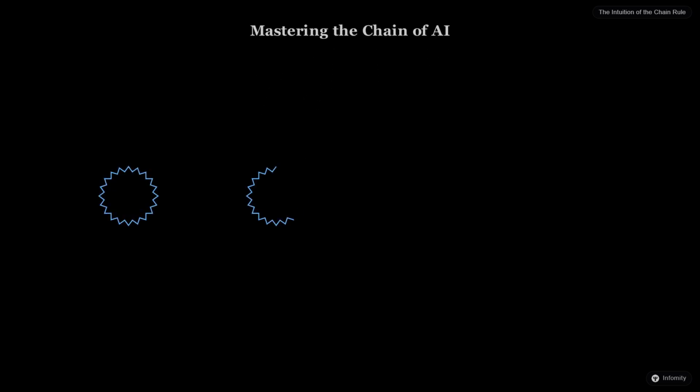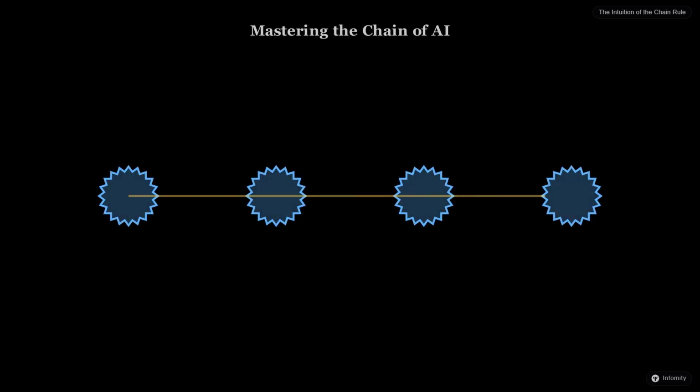Mastering the chain rule means you no longer see nested functions as a confusing mess, but as a clear path of flowing information. You now understand that every complex change is just a series of simple, multiplicative steps.